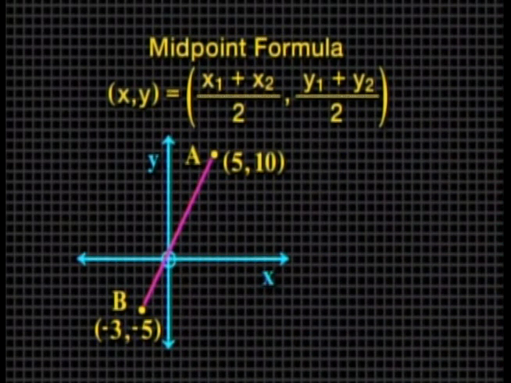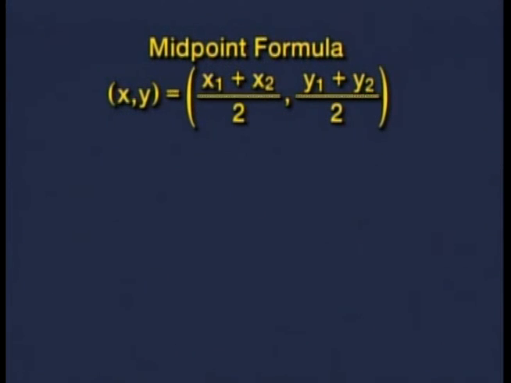Another useful formula, called the midpoint formula, allows us to find the coordinates of the point that's exactly halfway between 2 given points. We'll call it point xy. To find the x-coordinate of the midpoint, the formula tells us to add the x-coordinates and divide by 2. To find the y-coordinate, we add the y-coordinates and divide by 2. To see how the midpoint formula works, we'll find the midpoint between the points we looked at earlier.